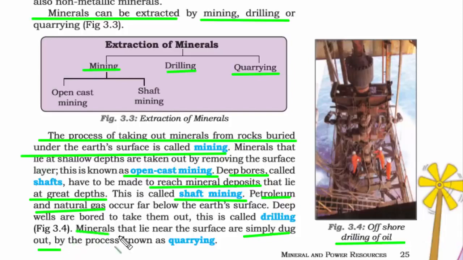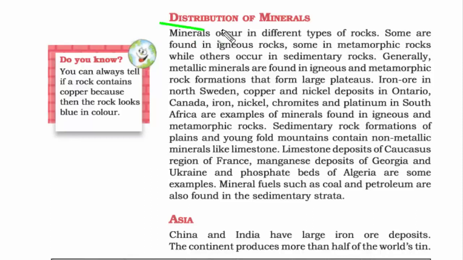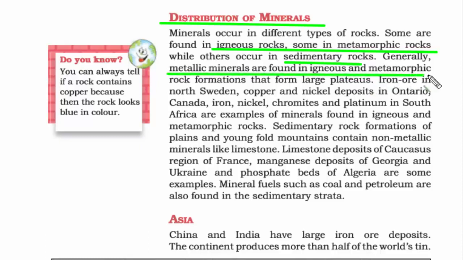You don't have to go deep down. Now let's try to understand the distribution of minerals. There are basically three types of rocks: igneous, metamorphic and sedimentary rocks. And minerals are usually found in these rocks in different proportions. Metallic minerals are found in igneous and metamorphic.